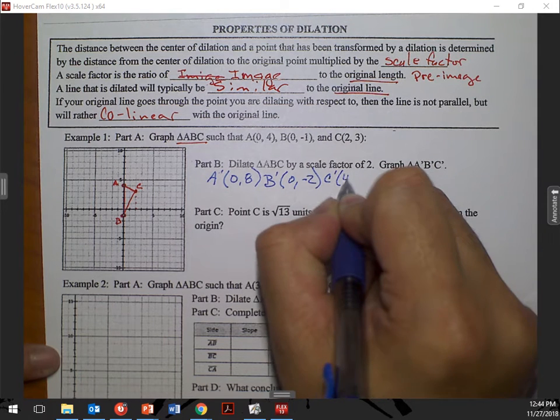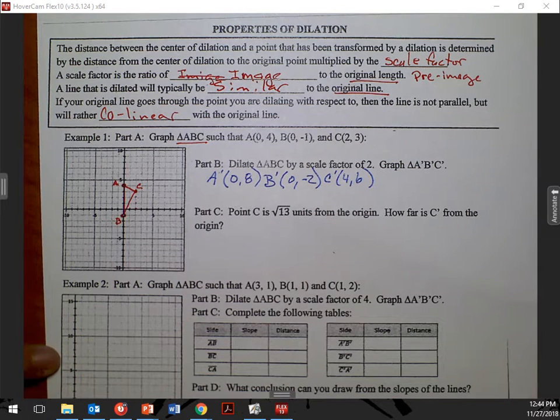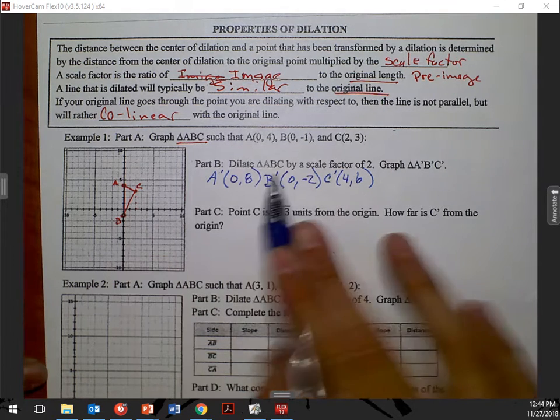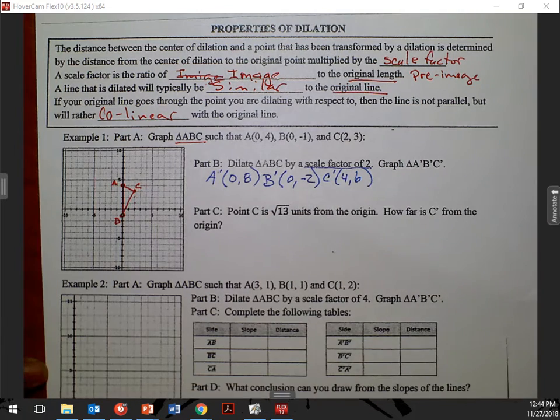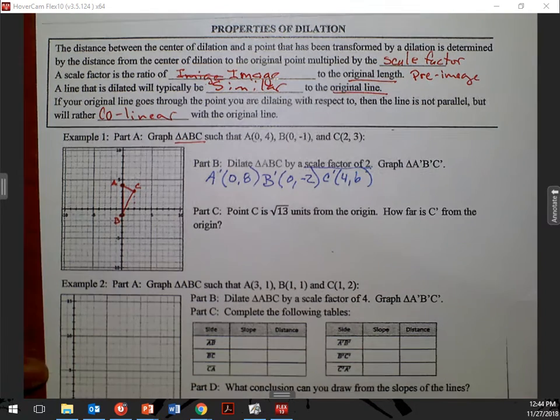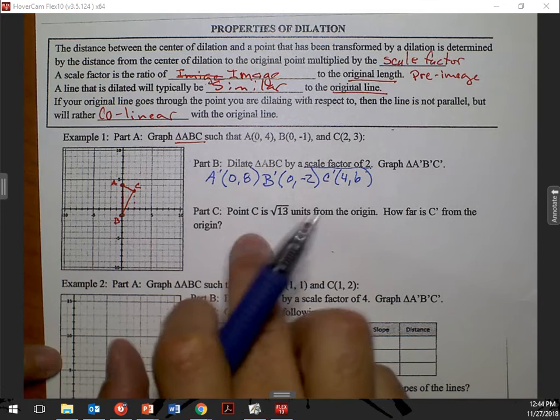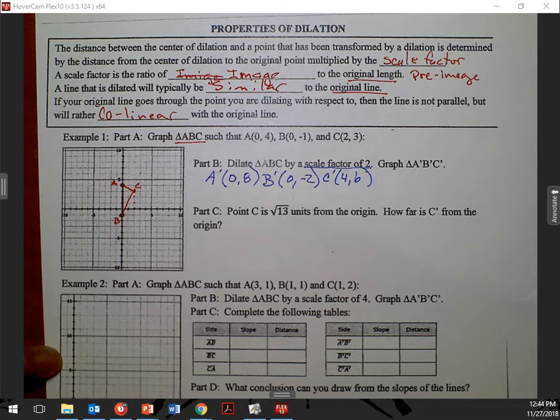4, 6. There we go, 4, 6. Wait, what is the B prime? 0, negative 2. So do we mark that? So you multiply it by 2? Yeah, because my scale factor is 2, so I multiply both x and y by 2. Okay. And then C, you should see. And then graph it?